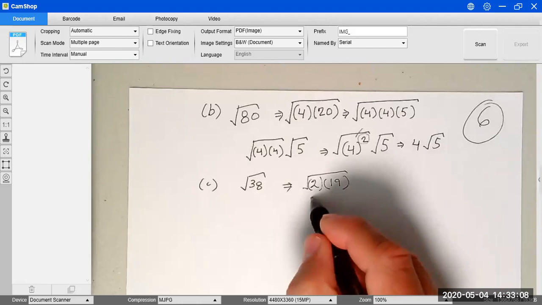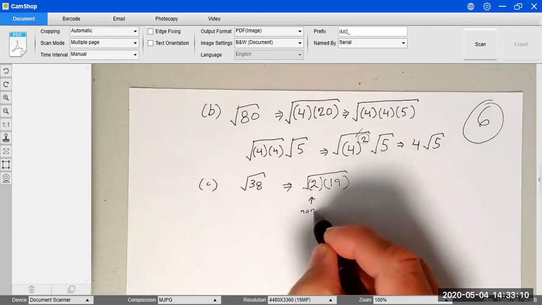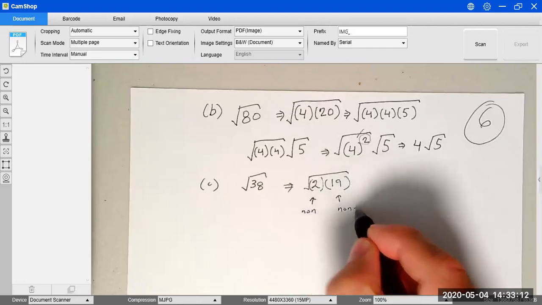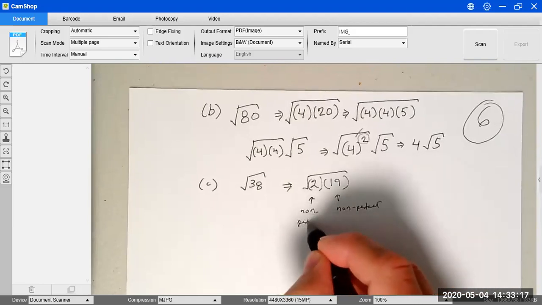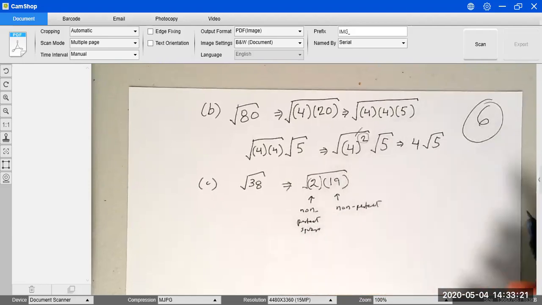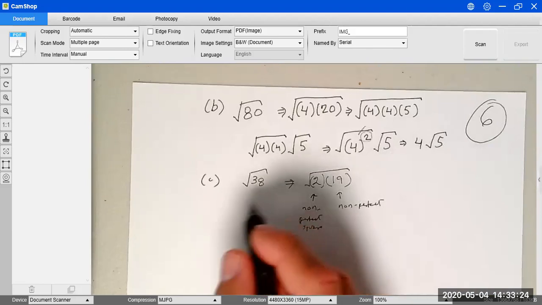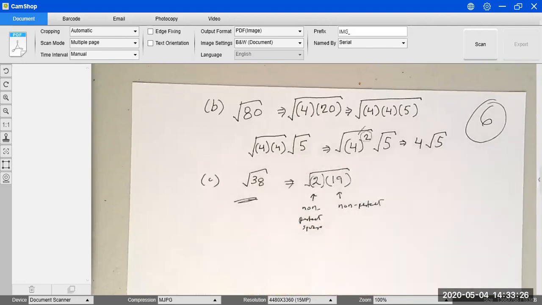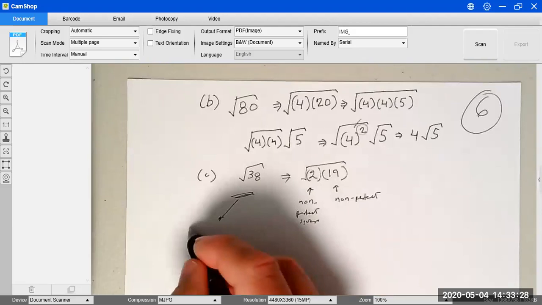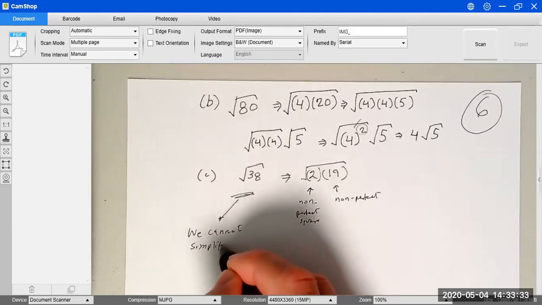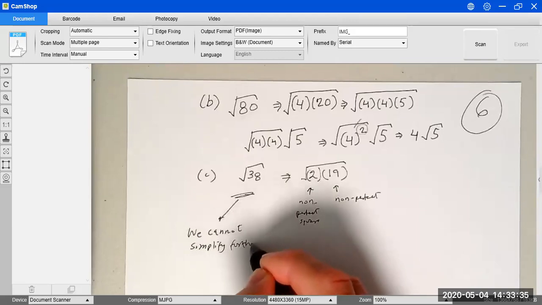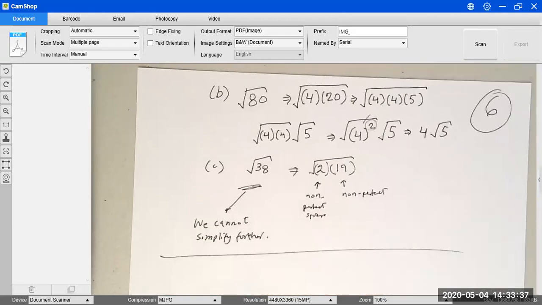So this is a non-perfect square. This is a non-perfect square. So it doesn't help doing this operation. So then this is the answer. We cannot simplify further. And that's the answer for this problem.